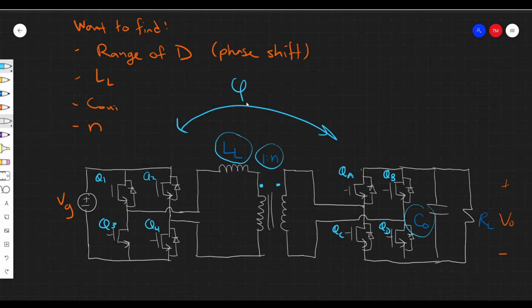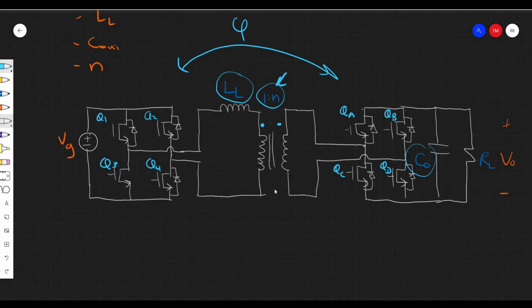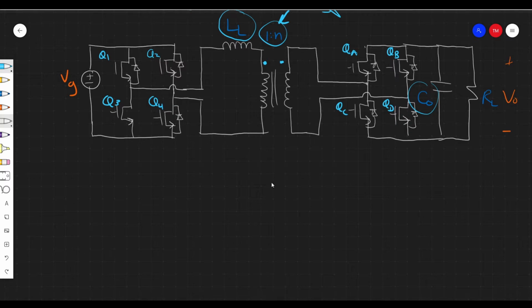So often with problems like this, the question is, where do we start? Well, I'm going to suggest that we start with this. We want to determine the turns ratio first, and then from there, we'll figure out the other stuff. So first, it might be good to recall some equations that we have derived from the previous lessons regarding the DAB.